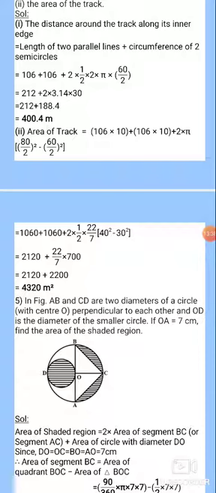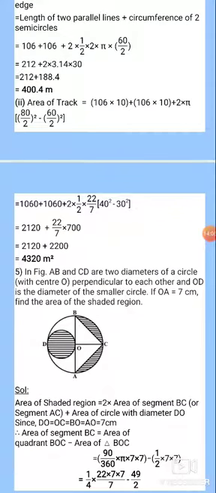So 2 into area of the segment BC, or you can write area of the segment BC plus area of segment AC, plus what? Area of the circle with the diameter DO. Since OD is equal to OC equal to BO is equal to OA, 7 cm. That radius is given what? 7 cm. All these are what? 7 cm.